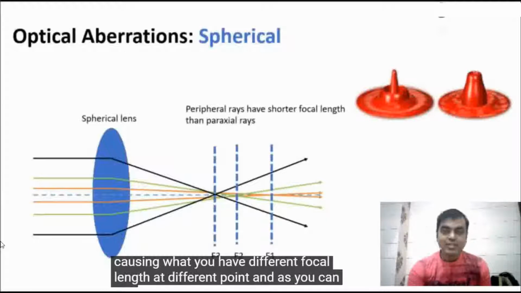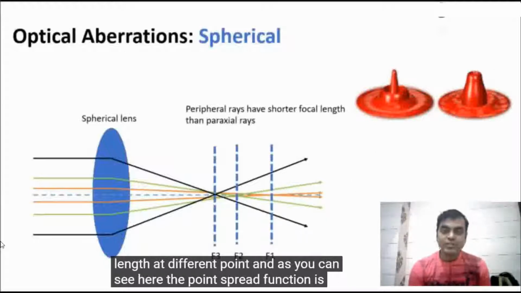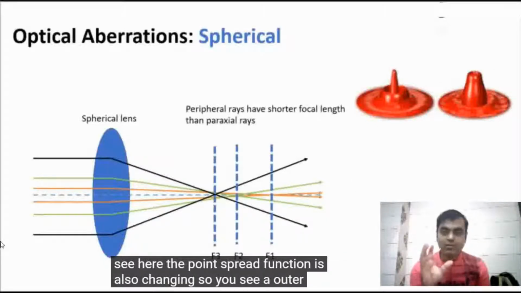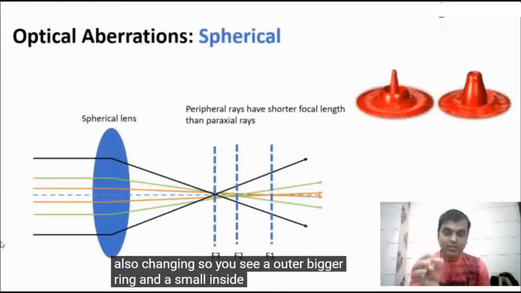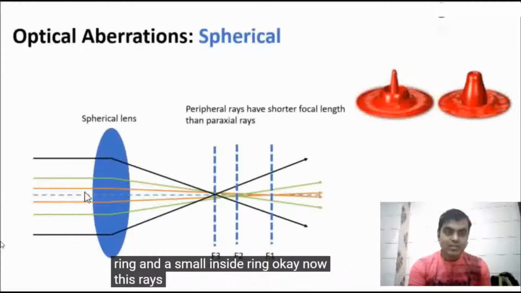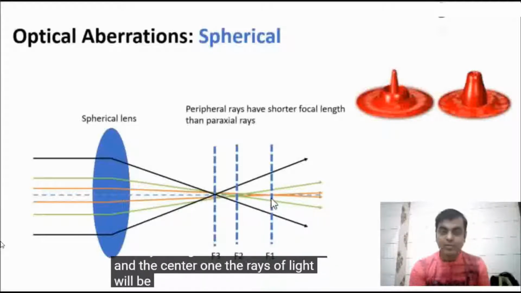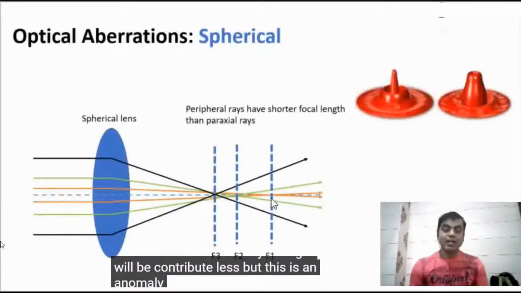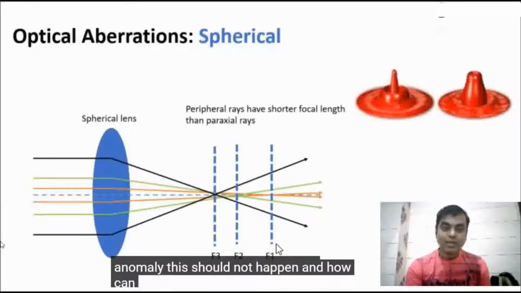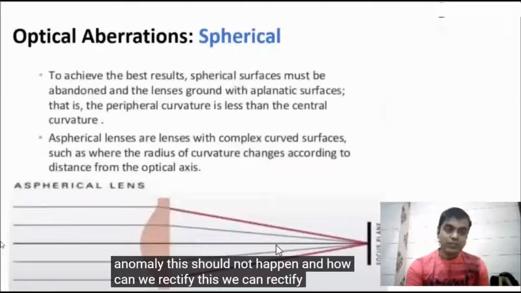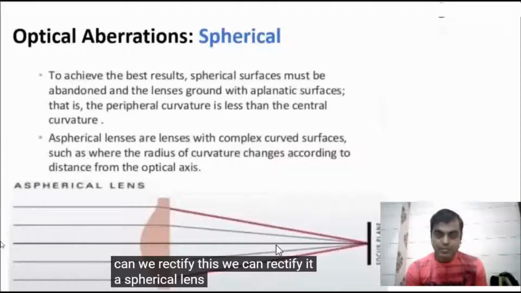And as you can see here, the point spread function is also changing. You see an outer bigger ring and a small inside ring. Now these rays of light will contribute more and the center rays will contribute less. But this is an anomaly, this should not happen. And how can we rectify this? We can rectify it using an aspherical lens, basically.